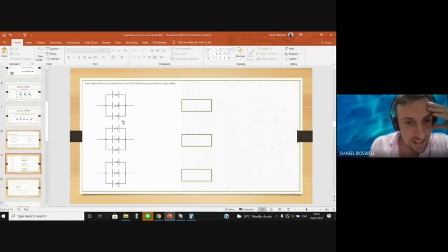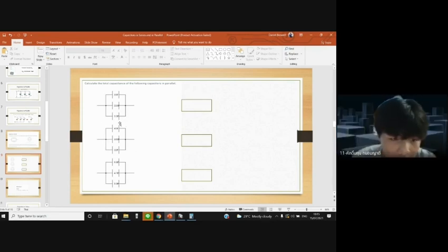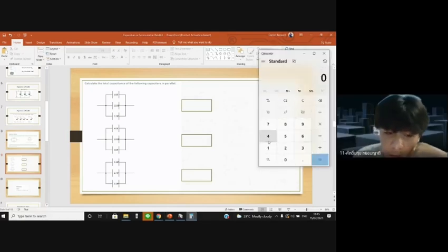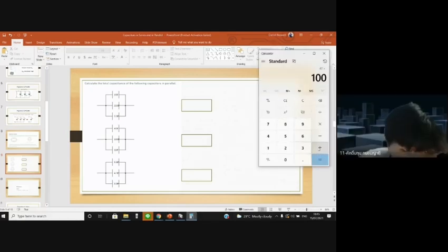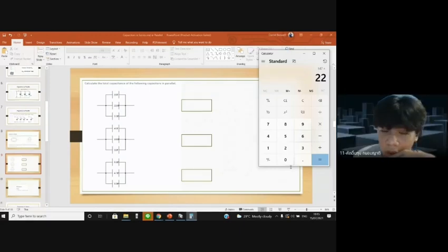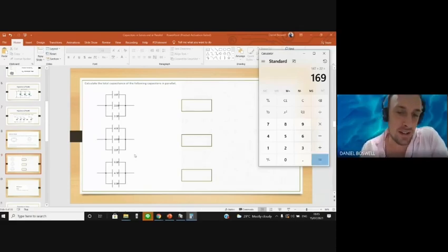Please find the CT of this parallel circuit. Tell me how you do it as well. 47 plus 100 farad and 22, right? Good job. Okay, what's the answer? It's 169 farad. Good job. Nice, 169 farad.